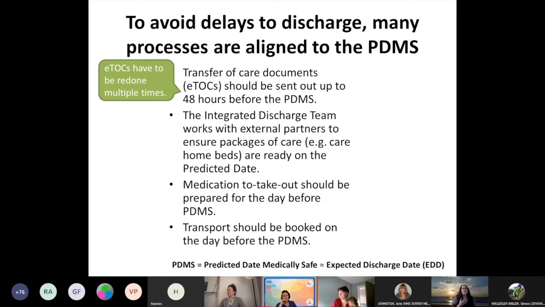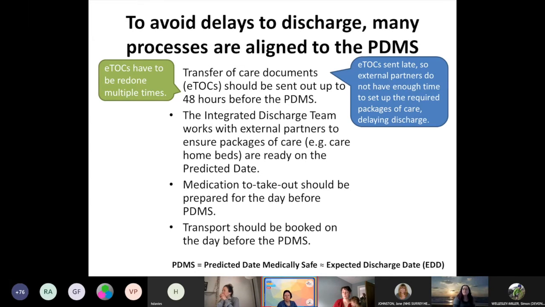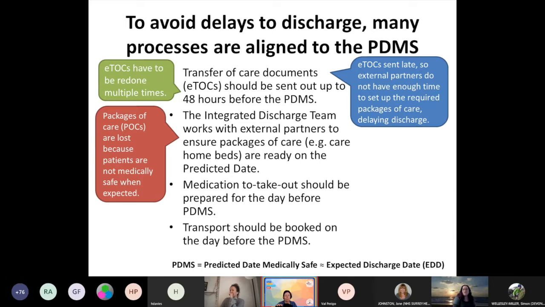But this is what we're hearing on the ground from clinicians and from the staff that are working on wards. ETOCs have to be redone multiple times. They are sent late, so external partners do not have enough time to set up the required packages, delaying discharge. Packages of care are lost because patients are not safe when expected, and then they lose all the work that's gone into them, and the money as well.